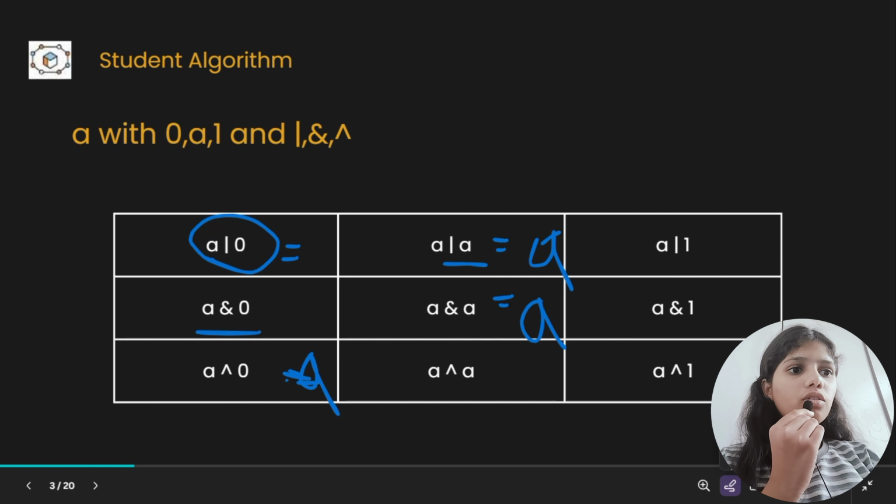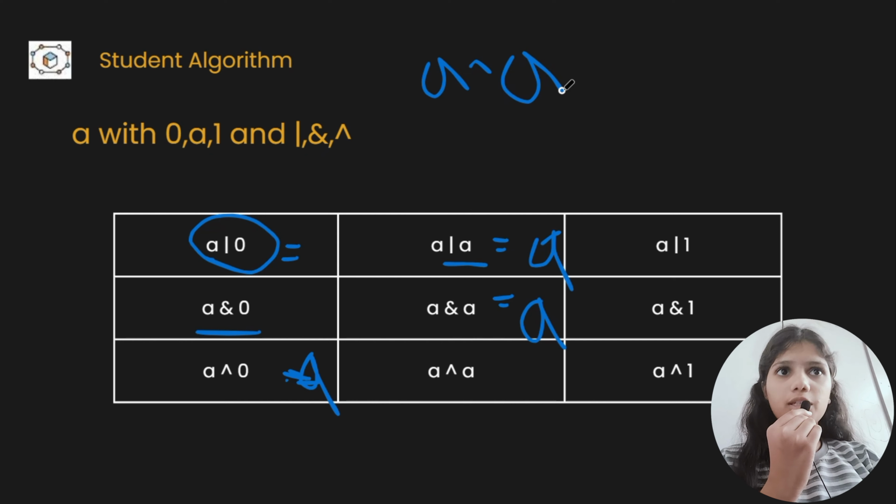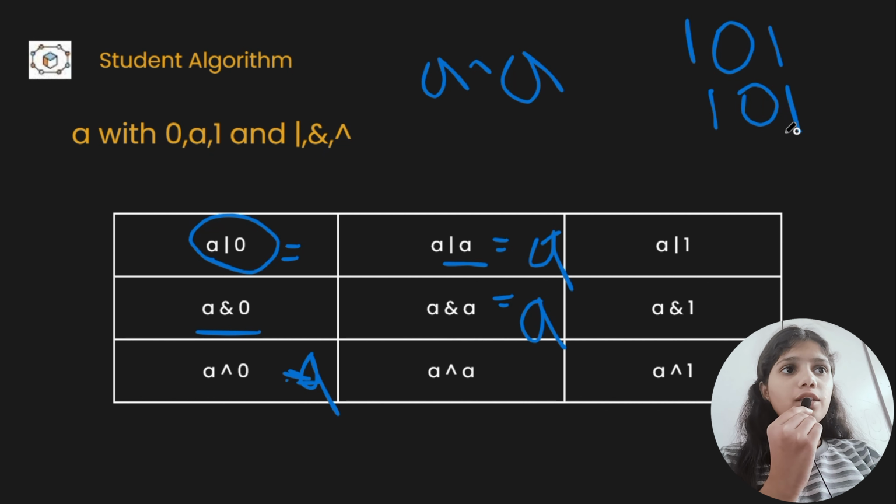Now let's move to the third operation over here, A XOR A. This is very important. Listen to this. Let's consider the same numbers, 1 0 1 and 1 0 1. In XOR operation, if the numbers are the same, then the result will be 0. If the numbers are different, then the result will be 1.